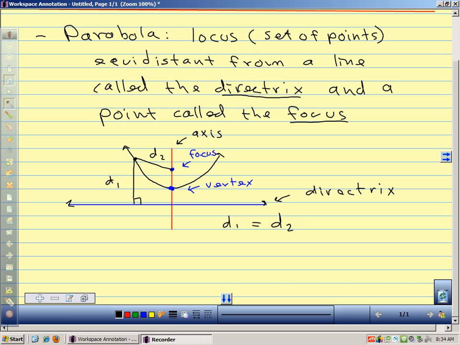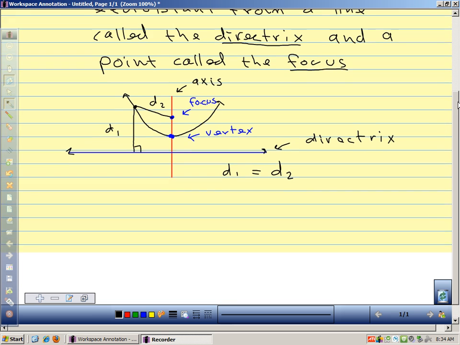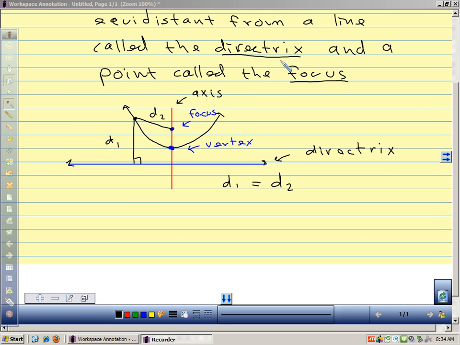And we'll work with some equations, and then at the end we'll talk about what's special about the focus of the parabola in terms of something physical. So this is our definition of a parabola: equidistant from the directrix and the focus.